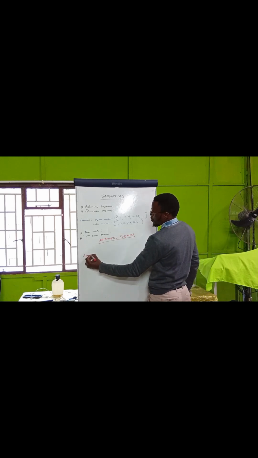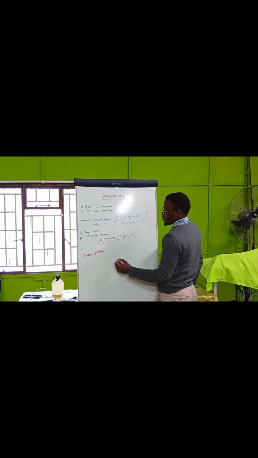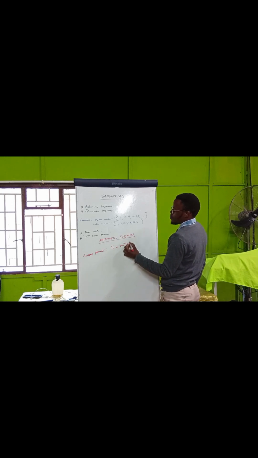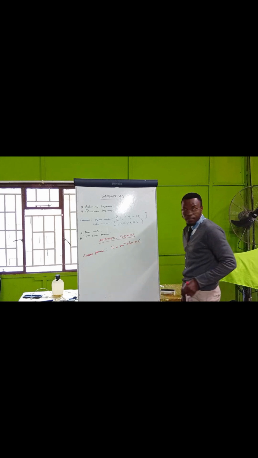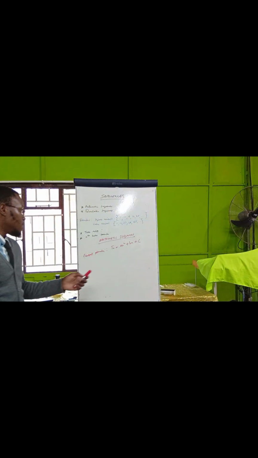So the general formula for the quadratic sequence will be Tn equals an squared plus bn plus c. So this is the quadratic sequence formula. Now, there are three important expressions that you need to remember, and I'll show what they are equated to.